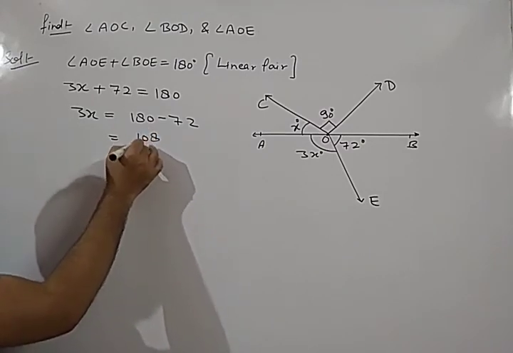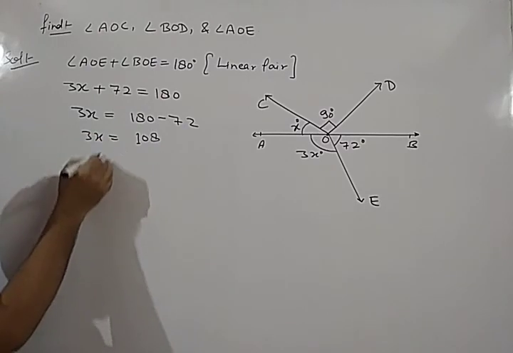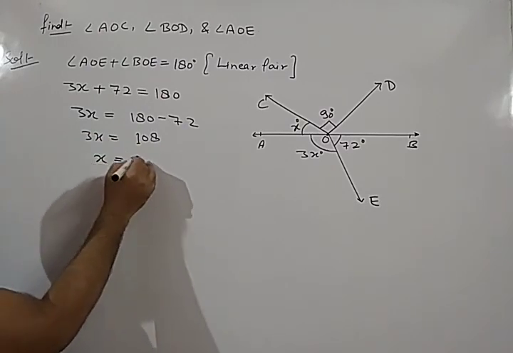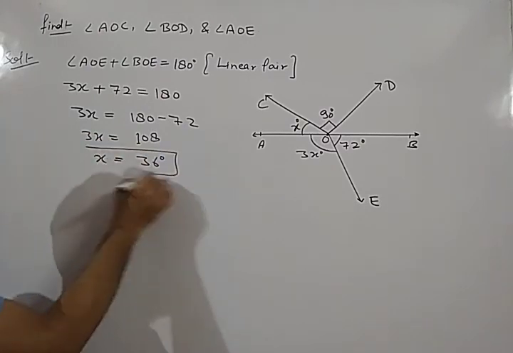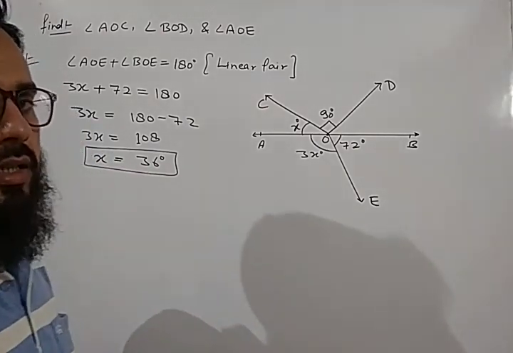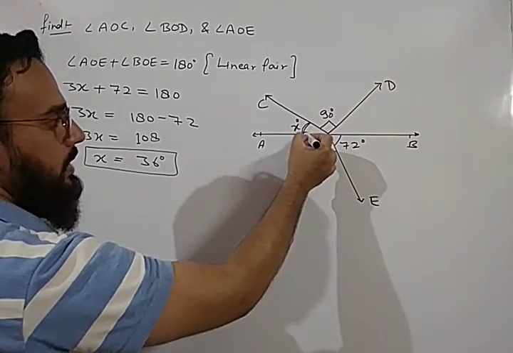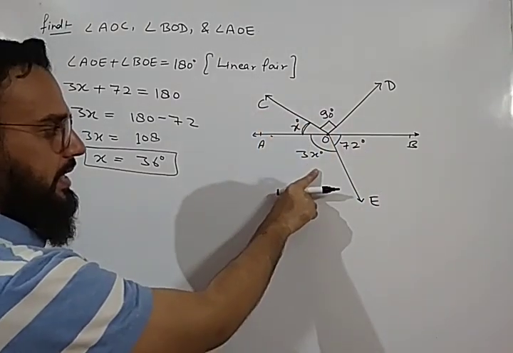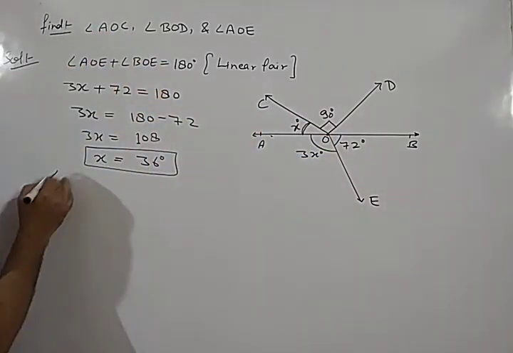It will be 108 degree. 3x is equal to 108. So x will be equal to 36 degree. Okay. So the value of x is 36 degree. And what is x? X is angle AOC and 3x is angle AOE. So we can find angle AOC.